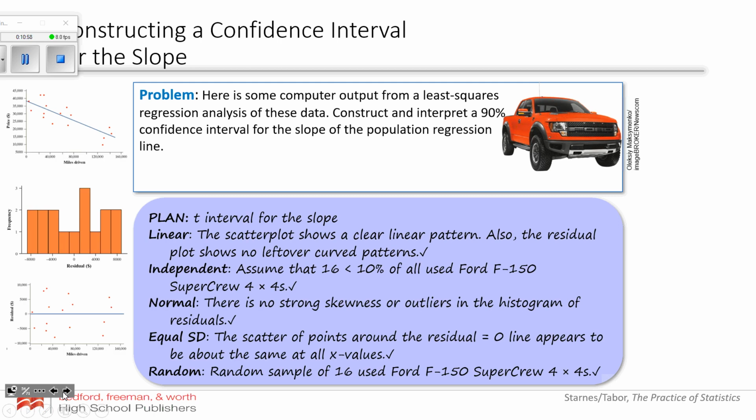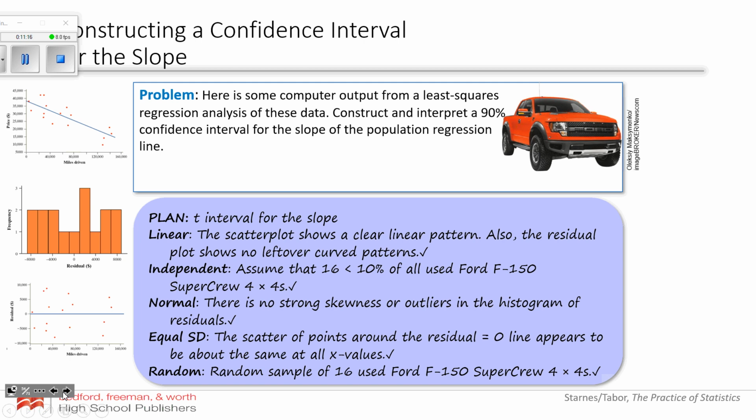So this interval is called a T interval for the slope because T is the test statistic. And we're doing a confidence interval for a slope. Got it?